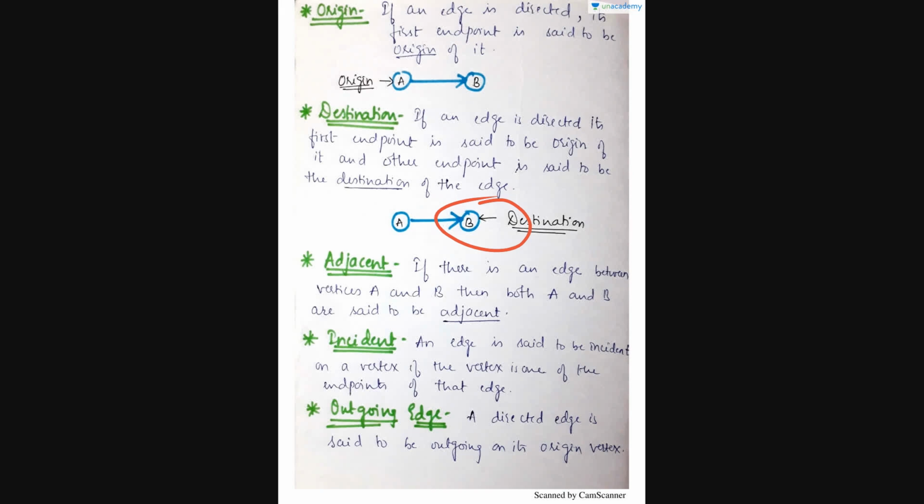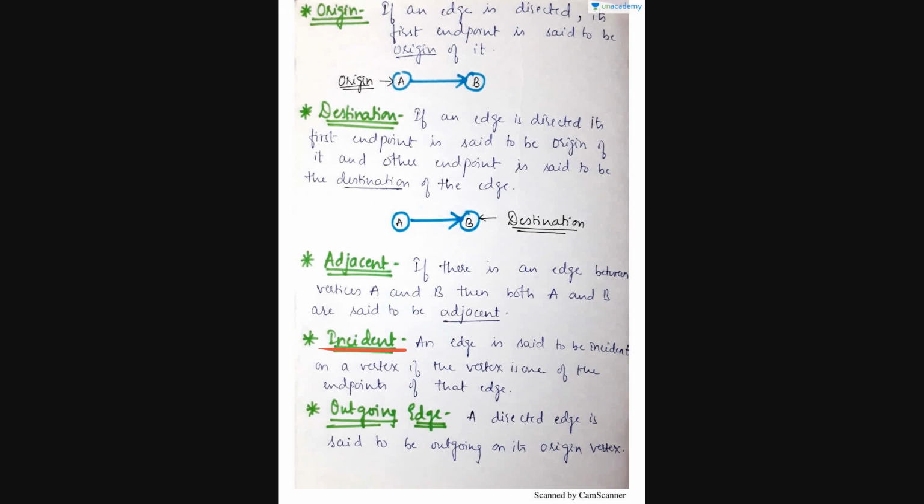Now, adjacent. If there is an edge between vertices A and B, then both A and B are said to be adjacent. Now, if there is an edge from A to B, then B to A, this is nothing but adjacent.